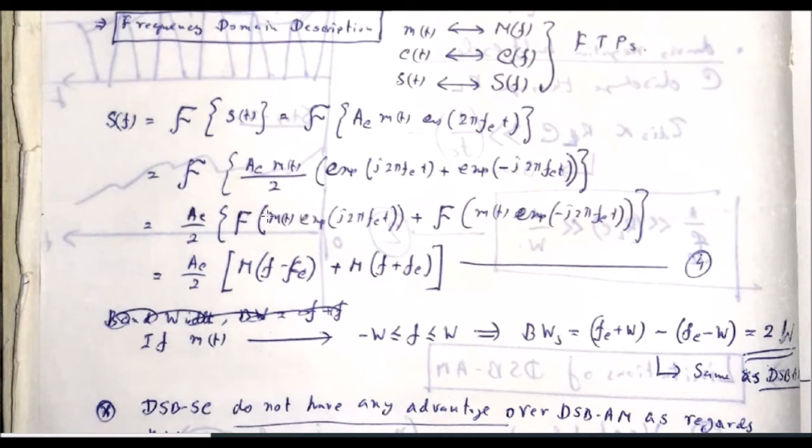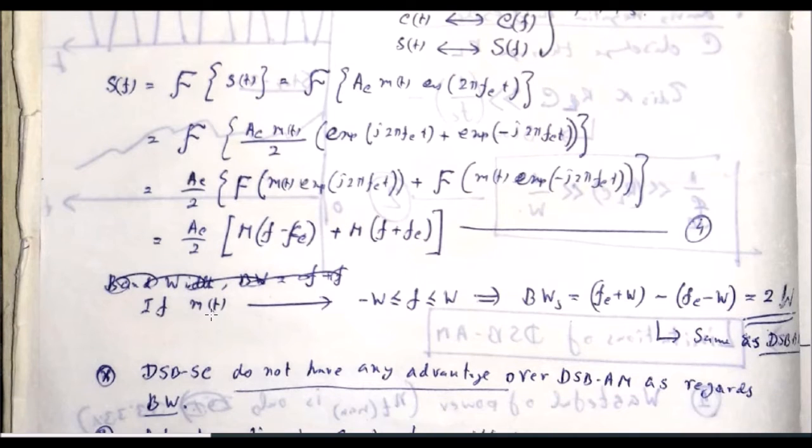After that, individually you have to do the Fourier transformation of this term as well as this term. For this term, by using the frequency shifting property, it will come as M(f minus fc), and this term will give you M(f plus fc). So this is nothing but the lower side band and this is nothing but the upper side band.